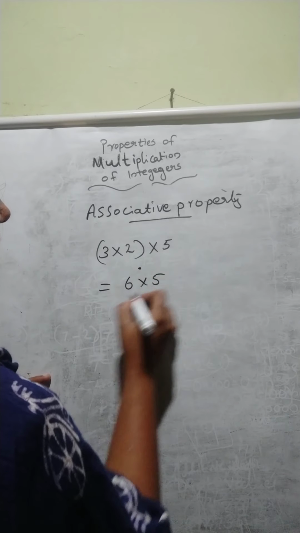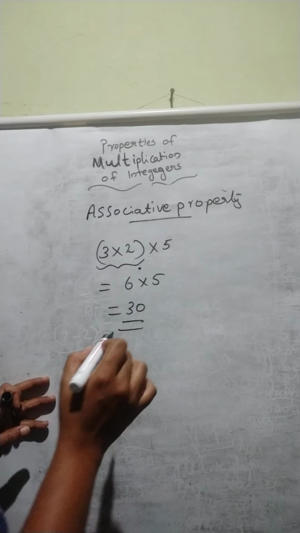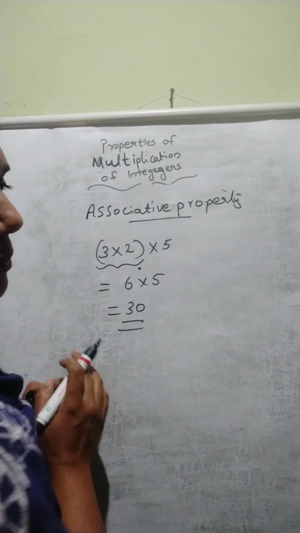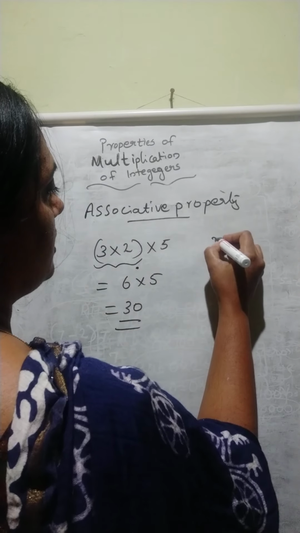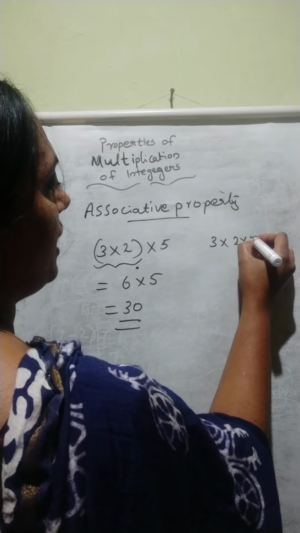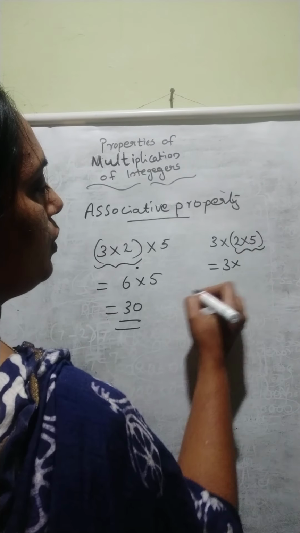6 times 5, that is 30. Now, the bracket was here, so first, what is there in the bracket? We have to do that operation first. Then, 3 times 2 multiplied by 5. So, 3 times 2 times 5 is equal to 10.